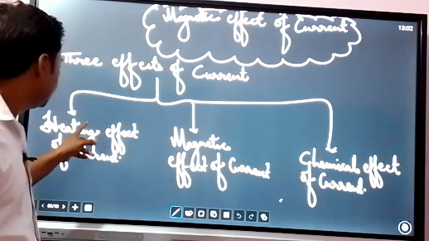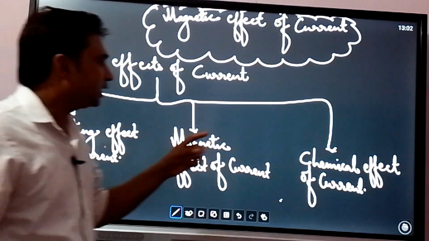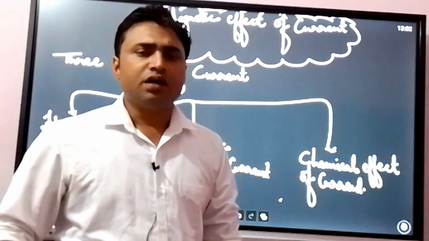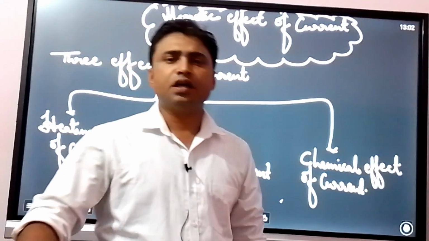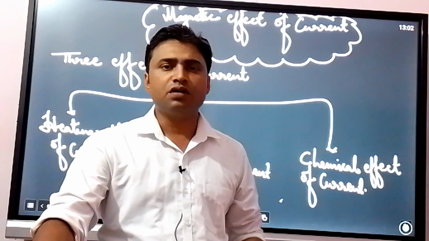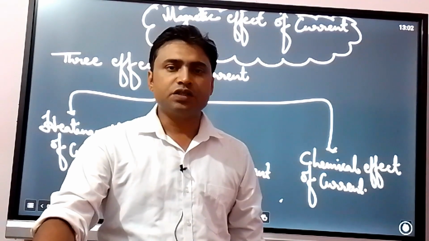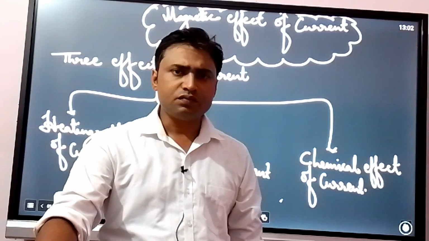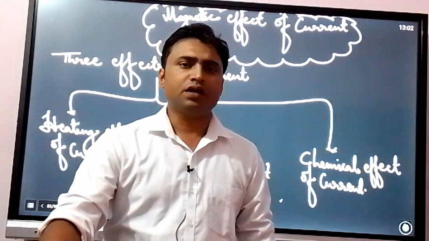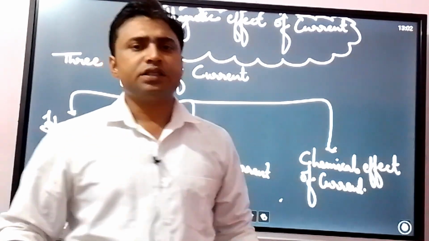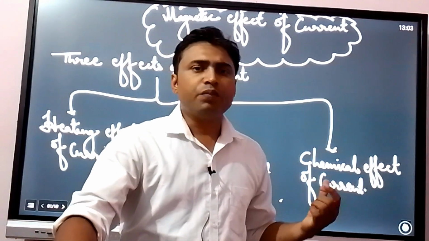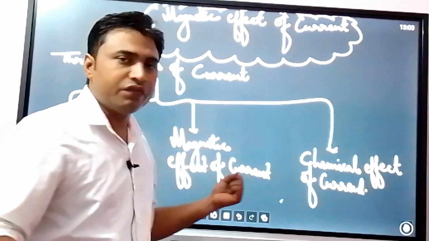These two, the heating effect and the chemical effect of the current, we have studied. The heating effect of the current we studied in detail in the chapter on current, that is Joule's law of heating effect. We have also derived the formula H equals I squared R T. The chemical effect of the current you will study in chemistry, or you may have studied this effect in chemistry. The main topic of our discussion is the magnetic effect of the current.